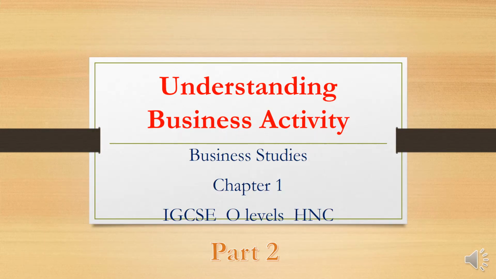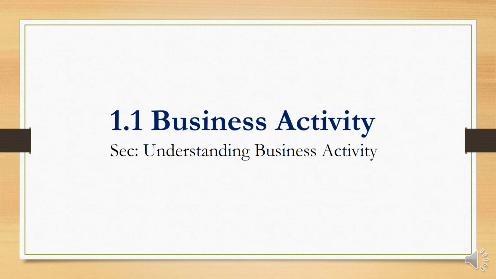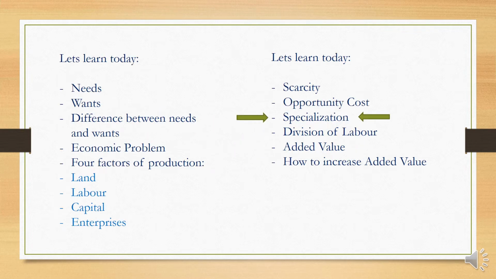Now coming back to part 2, Business Studies, chapter 1, understanding business activity. The number for this as per the book is 1.1. The arrows show the topics which we need to cover: specialization, division of labor, added value, or how to increase added value, or add more value.